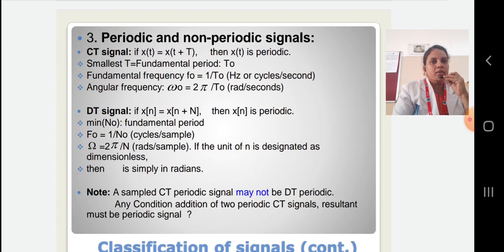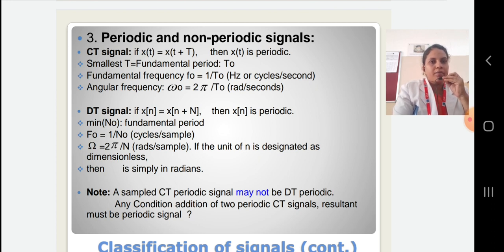Okay, the third type is periodic and non-periodic signal. So when is the signal known as a periodic signal and when is it known as a non-periodic signal? We have to see this in two kinds of signals also. First is the continuous time signal, second one is the discrete time signal. So what is the condition to be satisfied for the continuous time signal and what is the condition to be satisfied for the discrete time signal?